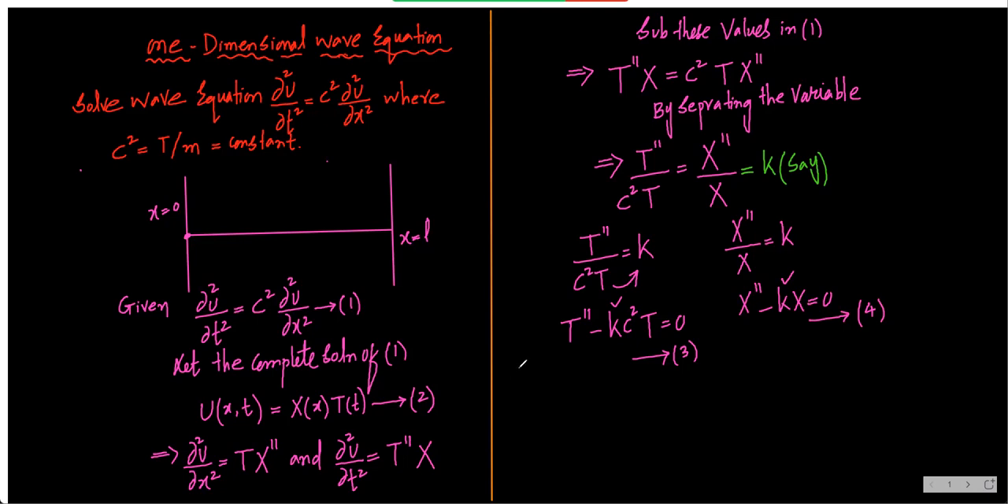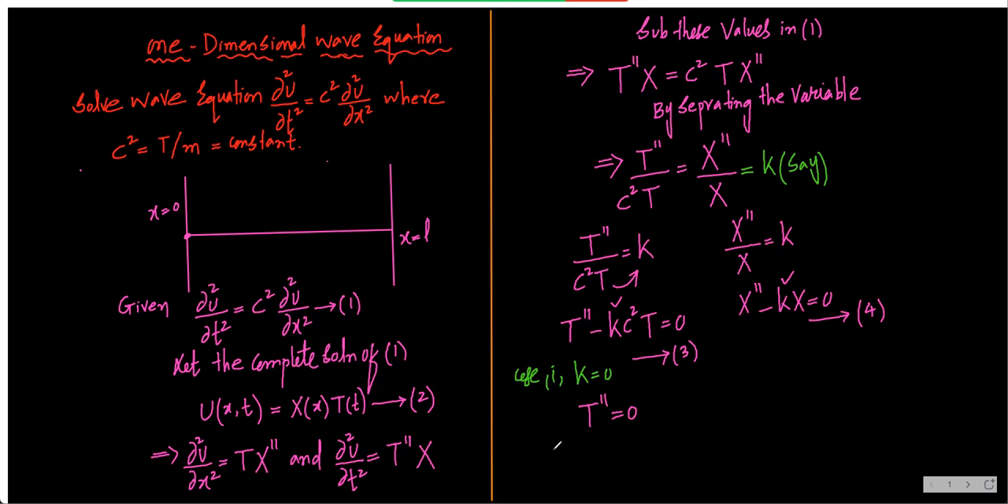Case number 1. All three different situations we have to deal with. Case number 1, when k is equal to 0. So what happens to equations number 3 and 4? If you put k is equal to 0 in equation number 3, what answer are you getting? You're getting T double dash is equal to 0 only.